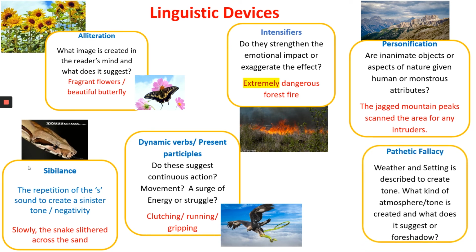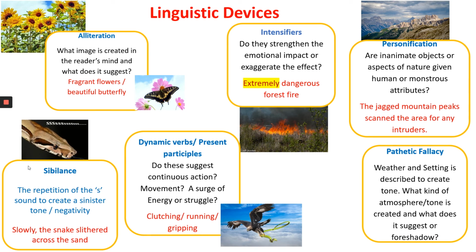Right, then we have pathetic fallacy. Pathetic fallacy is one of those very beautiful linguistic devices. And in a pathetic fallacy, the writer uses both the weather and setting to create a particular atmosphere and tone, right? And the pathetic fallacy definitely also can be used to foreshadow probably sinister or negative events to come later in the text.